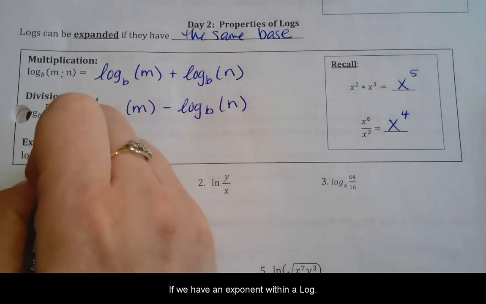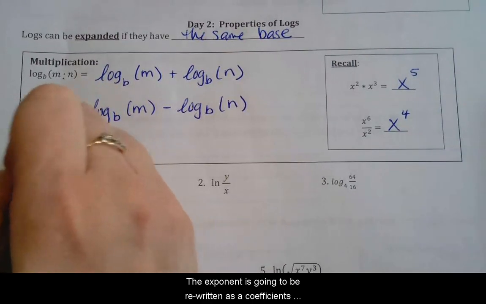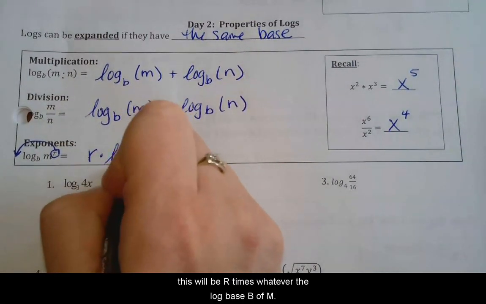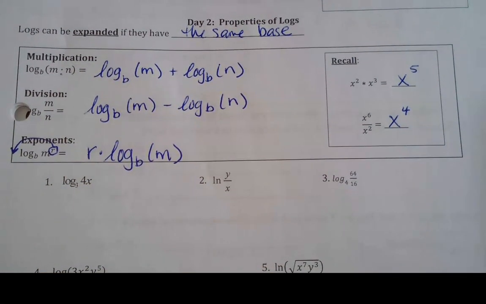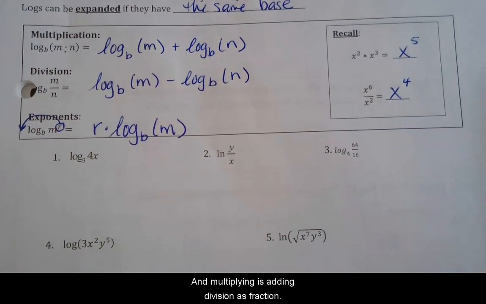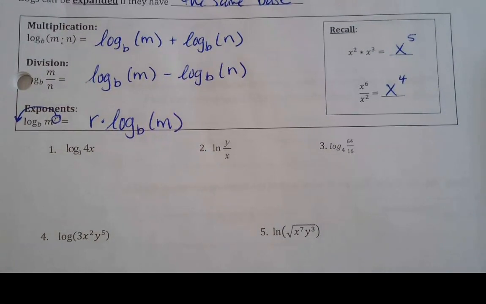The last one is very similar to our exponent raised to another exponent rule. If we have an exponent within a log, that exponent is going to be rewritten as a coefficient. So this would be r times whatever the log base b of m would be. So exponents we know to be coefficients, multiplying is adding, and division is subtraction. So we're going to try a few of these examples.